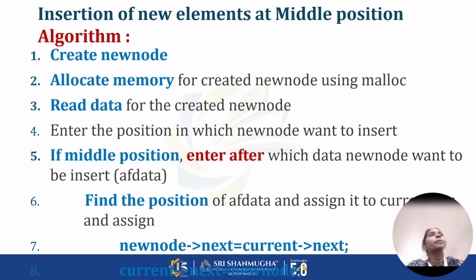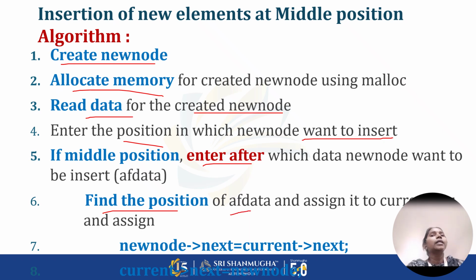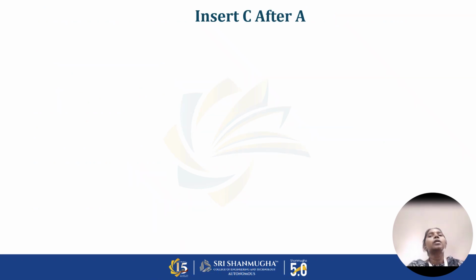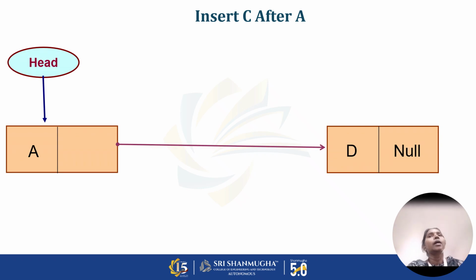Insertion of a new element at the middle position. Create a new node, allocate memory for it using malloc, read data for the new node, and enter the position in which the new node is to be inserted. If it is the middle position, enter after which data the new node should be inserted. Find the position of that data and assign it to the current node, and assign new node next to current next. So current next is equal to new node. Here, insert C after A.